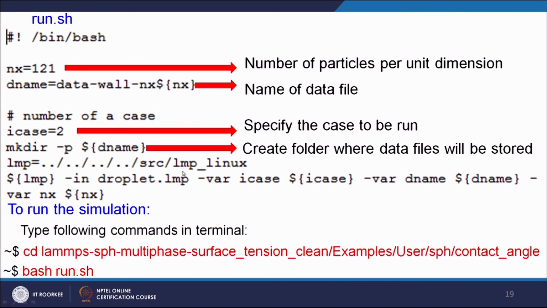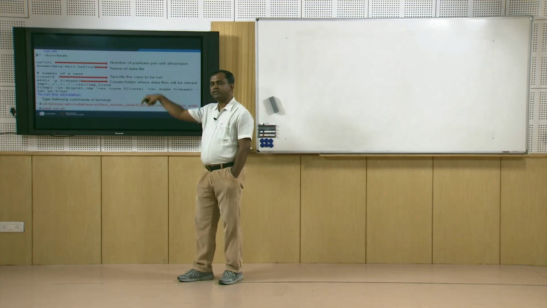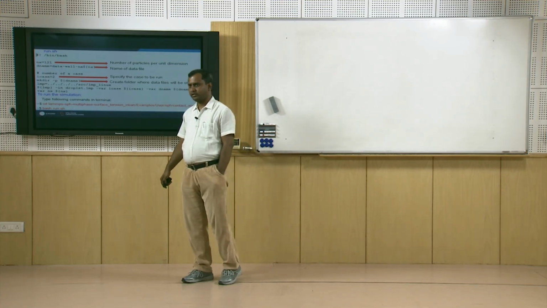Now, first what we need to do is run the simulation. So, for running the simulation we need to go to the respective folder. So, this is the command using cd, we can go to the respective folder, the path is given over here, and then finally just a single command, bash run.sh, will run our code. Okay. So, that means this will run this run.sh file, which will give the values to the corresponding LMP files for running. Okay.